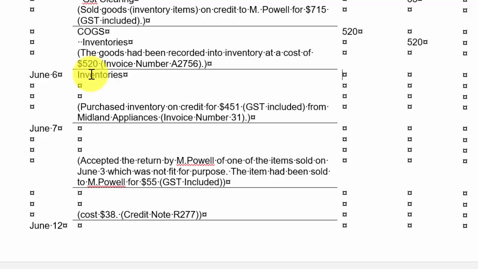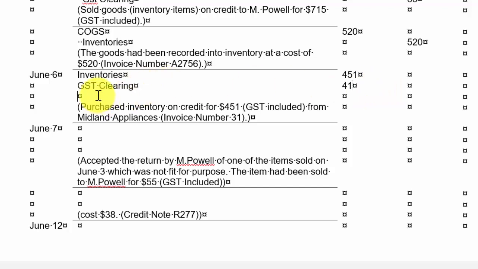That is 451. Now we've got to recognise the GST again, so I'll type that in as quickly. Now this item needs to be divided by 11. That's 41.